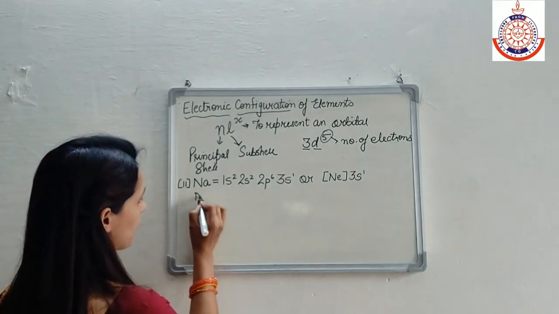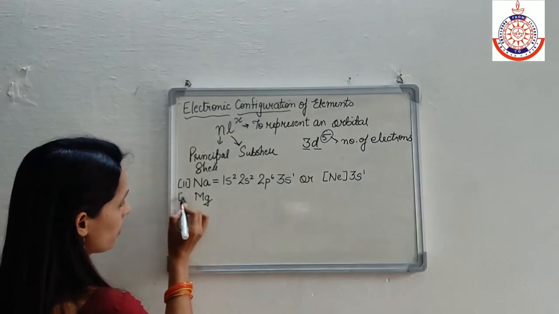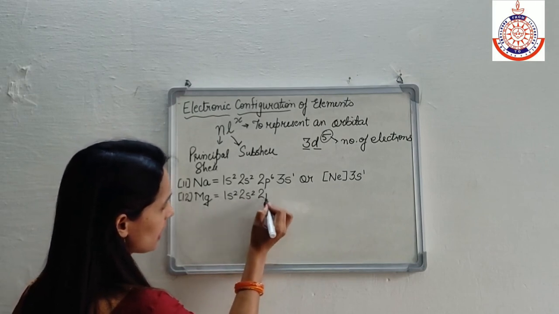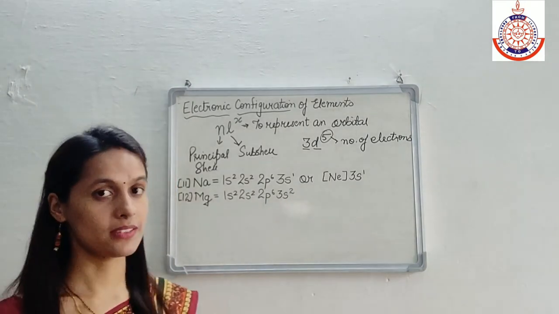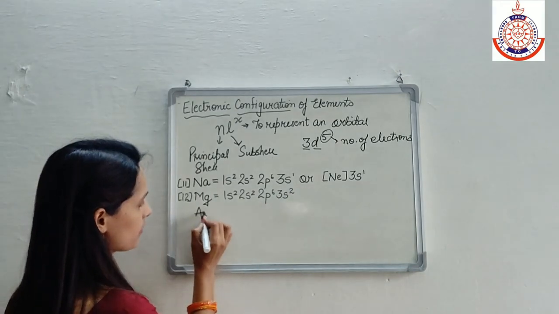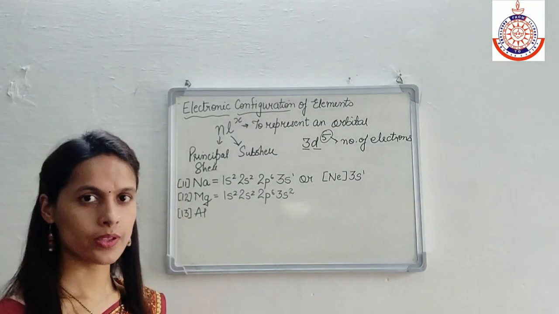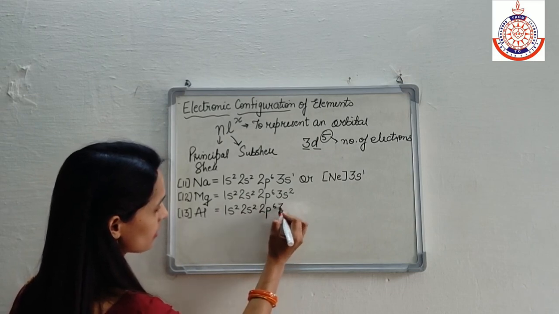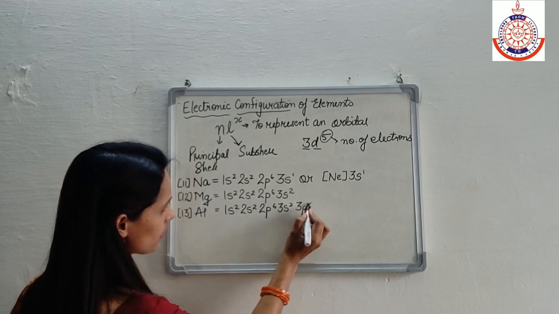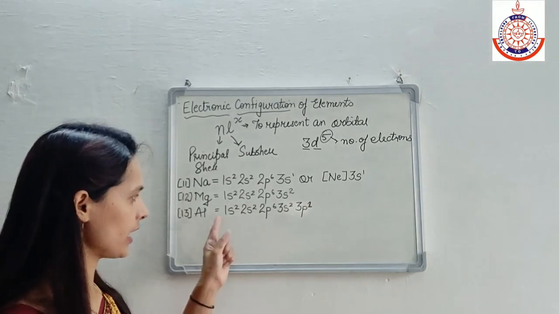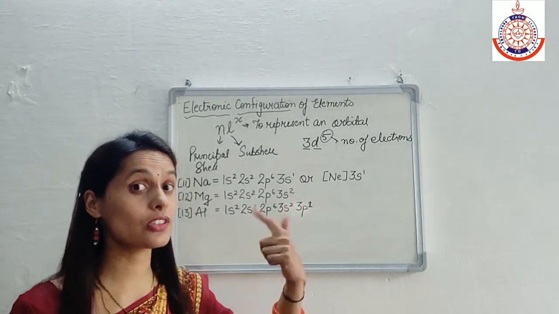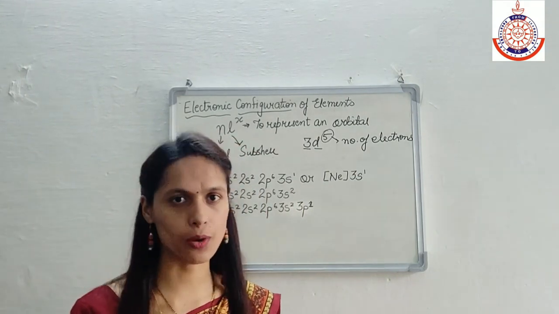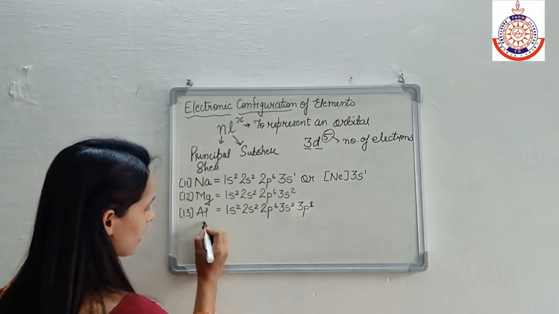Now if we talk about magnesium. In magnesium, the number of electrons is 12. So the configuration becomes 1s2, 2s2, 2p6, 3s2. Next, aluminium. Aluminium is 13. Clear? 1s2, 2s2, 2p6, 3s2, 3p1. Clear? Okay? After 3s, by the above principle, we get 3p as the higher energy orbital. Sodium, magnesium, aluminium, then silicon.